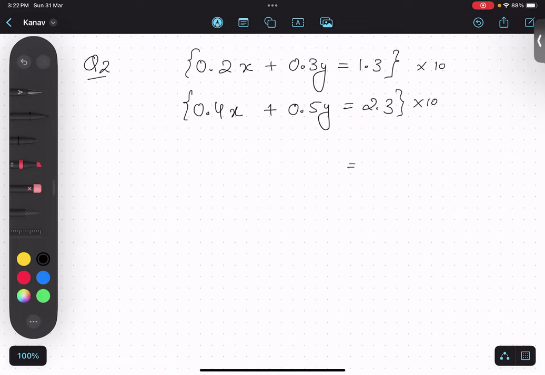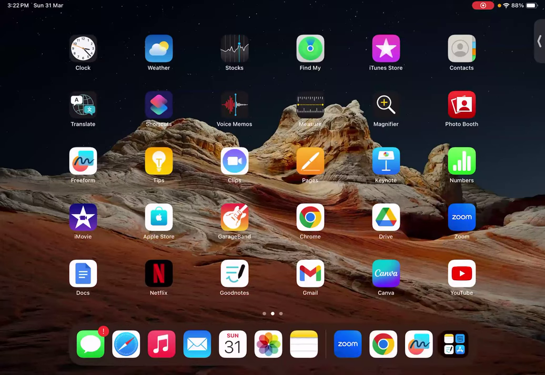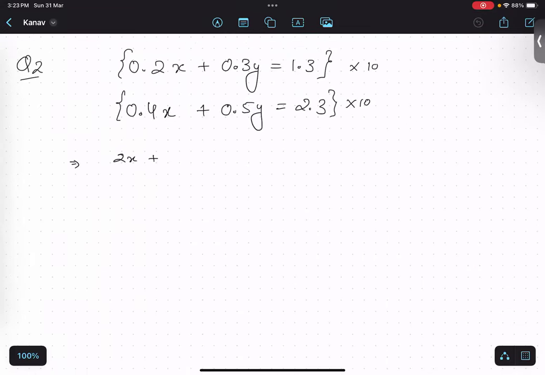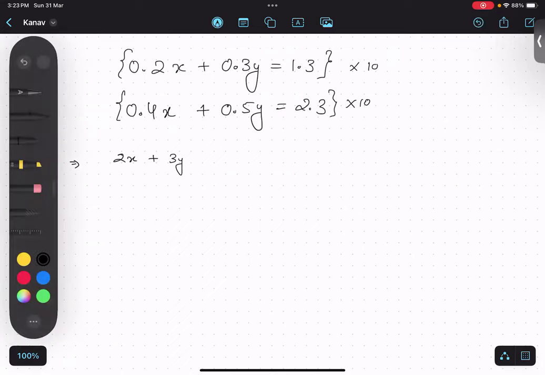So when we have an equals to, I can multiply both sides or divide by both sides. Still, both sides will remain equal. We know this thing, yes or no? So what will happen to the equations? It will be 2x plus 3y equals to 13. Second equation will become 4x plus 5y equals to 23. Yes, understood?